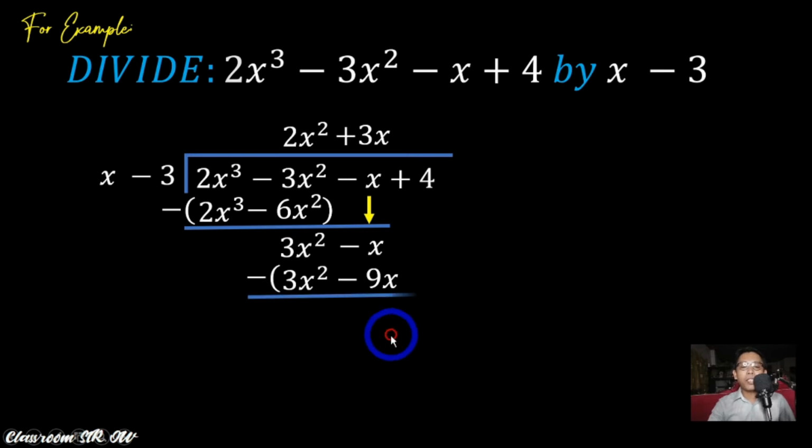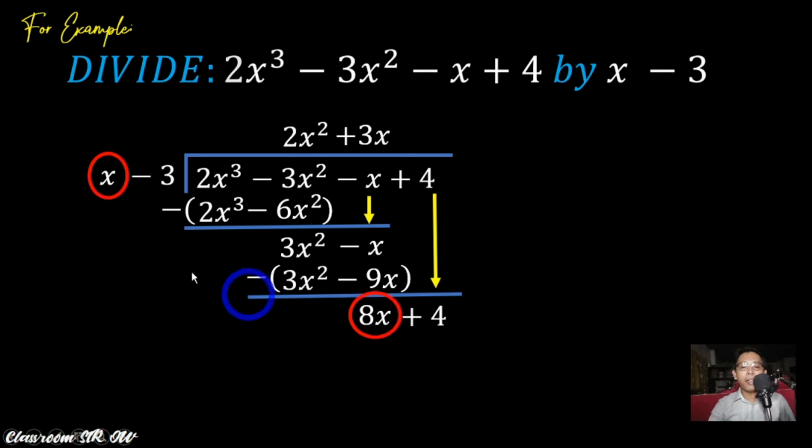Okay? So after that, we will subtract them. 3x squared minus 3x squared is 0. And for negative x, this negative becomes positive, so that is 8x. Then we will bring down 4. So we will go back again by dividing 8x by x. That is 8x divided by x, which is equivalent to 8.